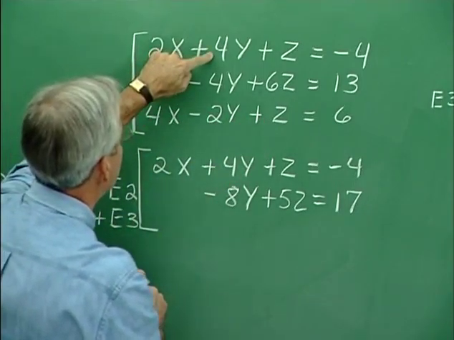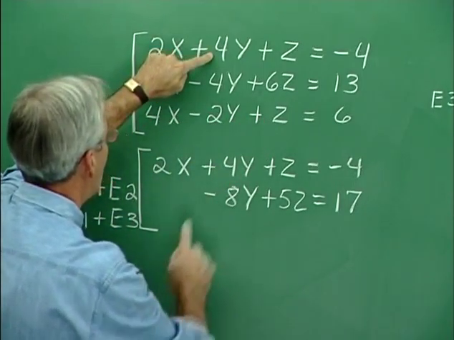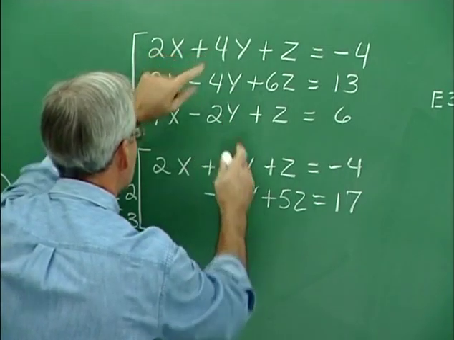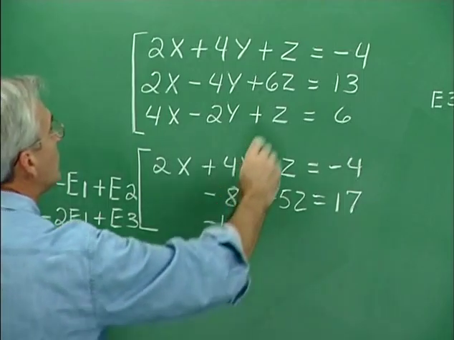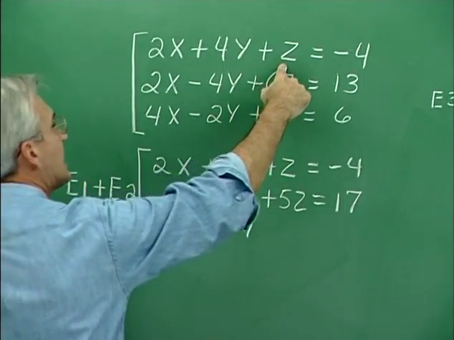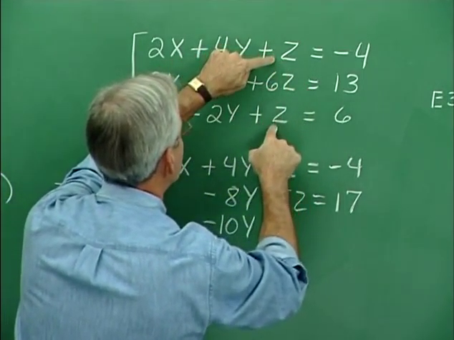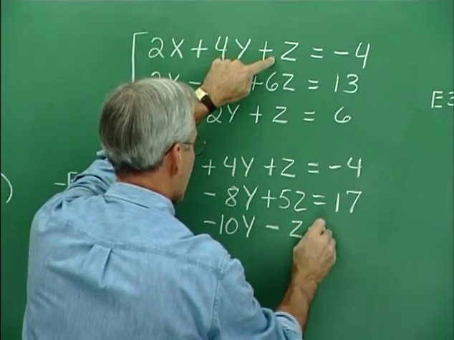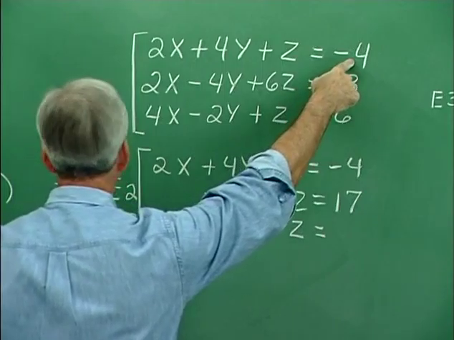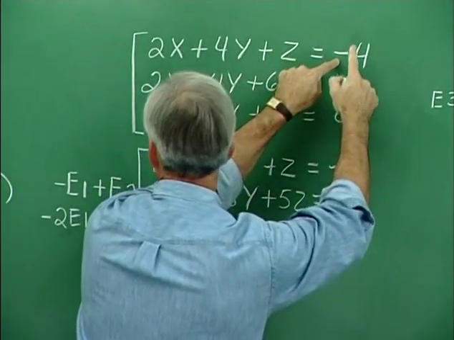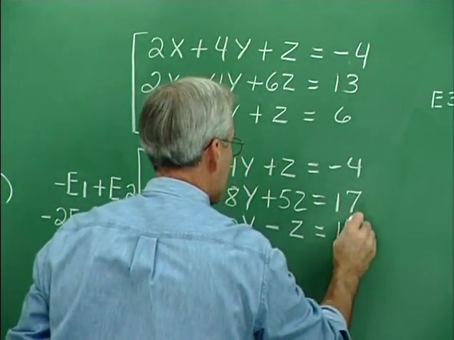All right, now all the action goes in this direction. Negative 2 times 4y is negative 8y, with negative 2y is negative 10y. Negative 2 times z is negative 2z, plus z is negative 1z. Negative 2 times the negative 4 is 8. 8 plus 6 is 14.